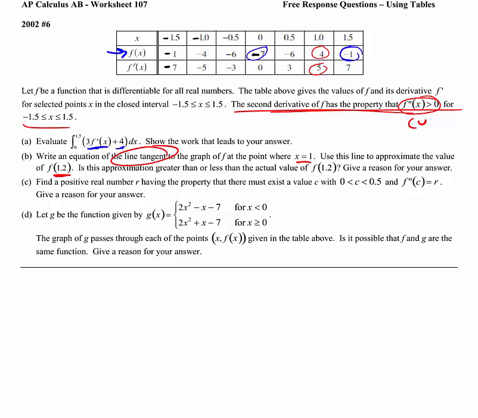All right, part C asks us to find some value of C. Usually when we start reading this, we're thinking like mean value theorem, Rolle's theorem, intermediate value theorem, where f double prime is equal to r. And it's saying find that number r. So this is going to be mean value theorem, which is normally f prime of c equals f of b minus f of a over b minus a.